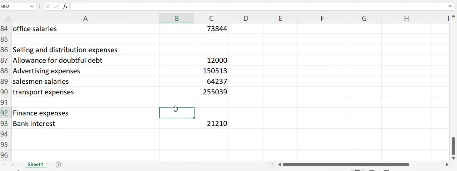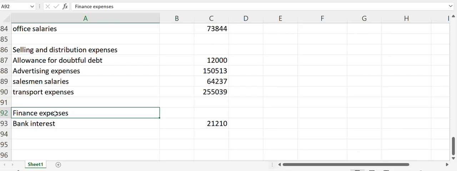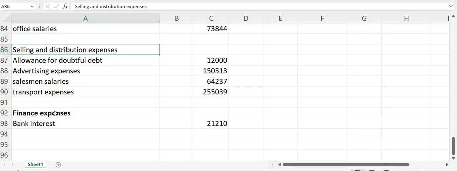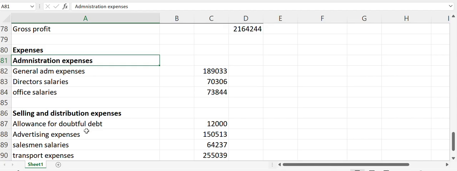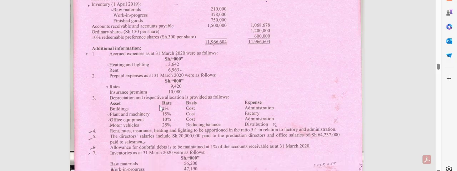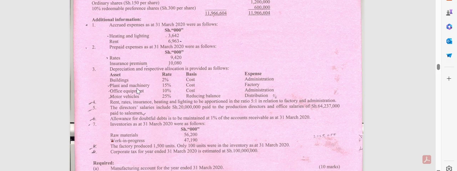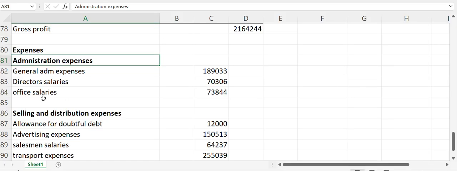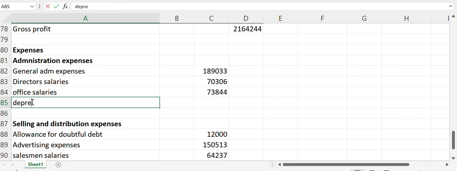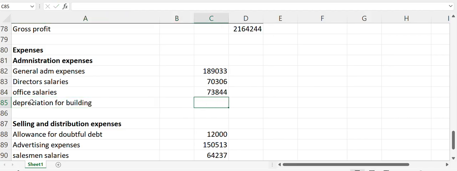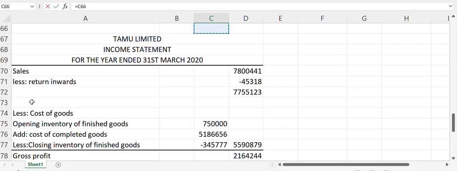Yes, and remember, before we conclude with the expenses, we had depreciations for these other items. For example, if you go to the additional information, you are told that buildings are supposed to go to admin. So we come back here, depreciation for building. So let us check it somewhere. We had recorded it somewhere.